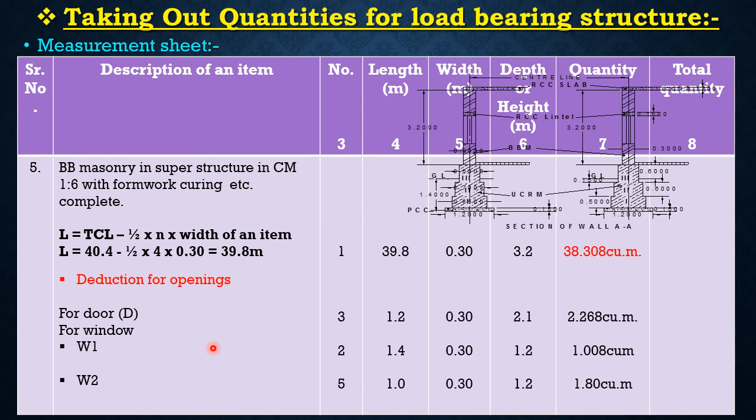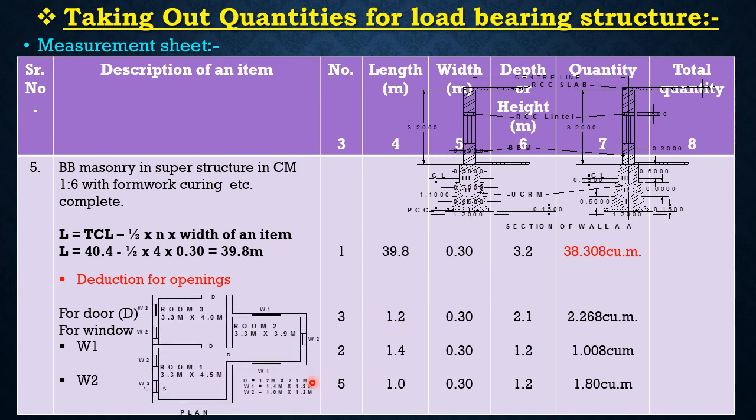Then deduction for openings like door, window and lintel above door and window is to be done as per IS 1200 from quantity of this item. So here deduction for door D. Number of door is 3. Length of door is 1.2 meter. This is length of door 1.2 meter, width 0.30 meter and height of door is 2.1 meter. Then multiplying column number 3, 4, 5, 6, quantity is 2.268 cubic meter.